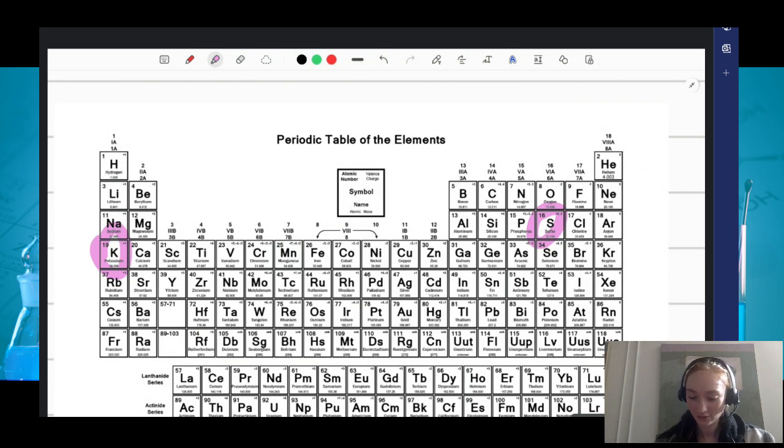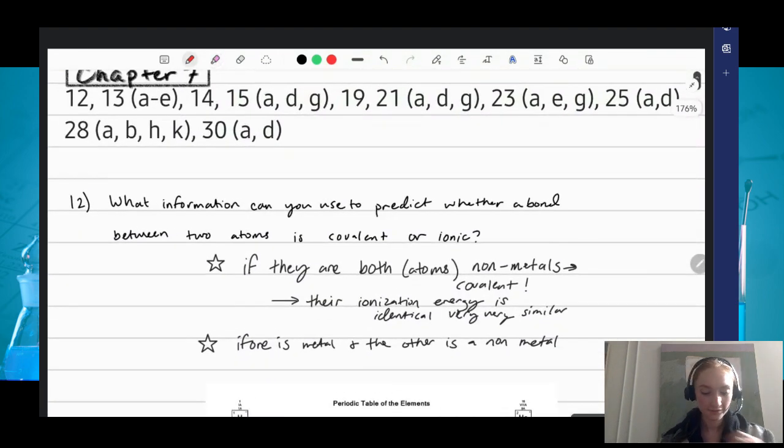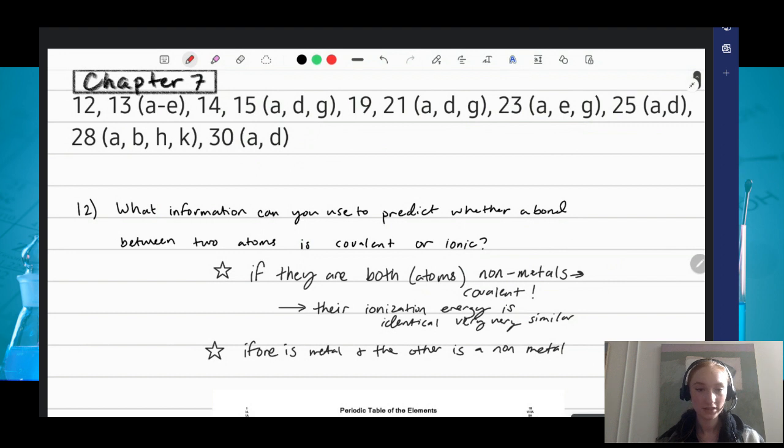Okay, so to recap, we will be going over Chapter 7 material today, and it's going to be over Lewis structures as well as charges and ionic and covalent bonds and what the difference between those two is. So let's get started on the first question. It's question 12.